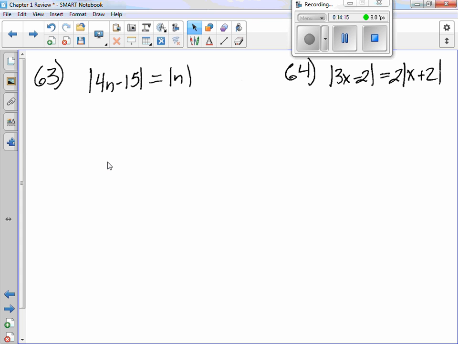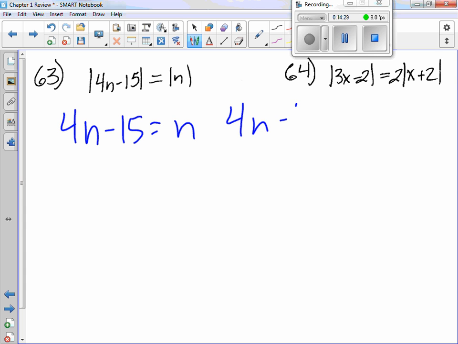So do you all want to see either one of these here? Or are we good with this? We're good with this here? Yes? Okay. Because I'll just get it set up, because we can do 4n minus 15 equals n, and 4n minus 15 equals negative n. And we just have these two cases and we go and solve.